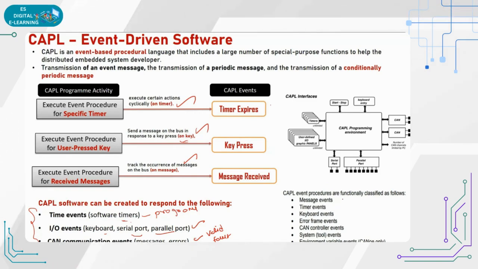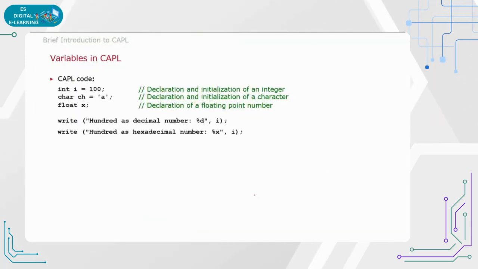Okay, so I just gave the top few, like message events, timer events, keyboard events, error frame, CAN control. These are the same as whatever I gave within the brackets, so it will be the same type. And how are we writing the programming? Very simple, like in C, how we declare int i equals to 100. Okay, so what we are doing is just declaring it.